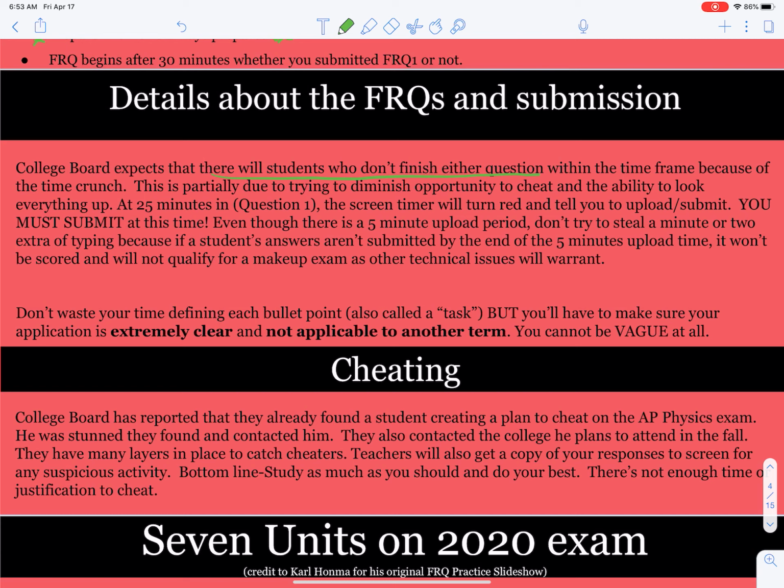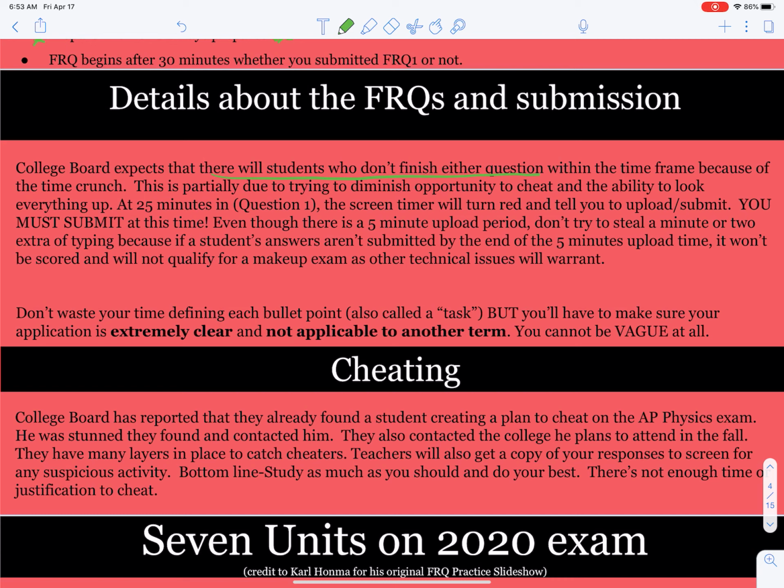Okay? Now, the reason why they're doing this is because they're trying to diminish the opportunity to cheat and look everything up. Like I said, they're trying to test your AP Psych knowledge, and the only way they can really do that is by giving you a lot of terms to define in a short amount of time and see what you know. That doesn't mean that if you can't type fast or you don't know everything and you can't come up with the words as quickly as others, that you will do poorly.